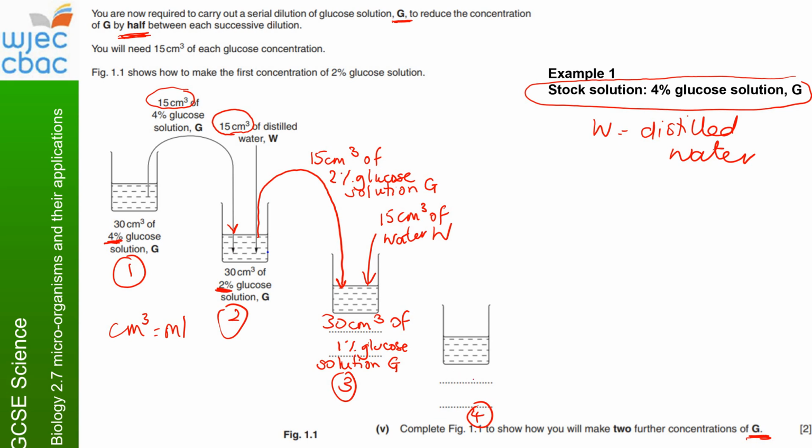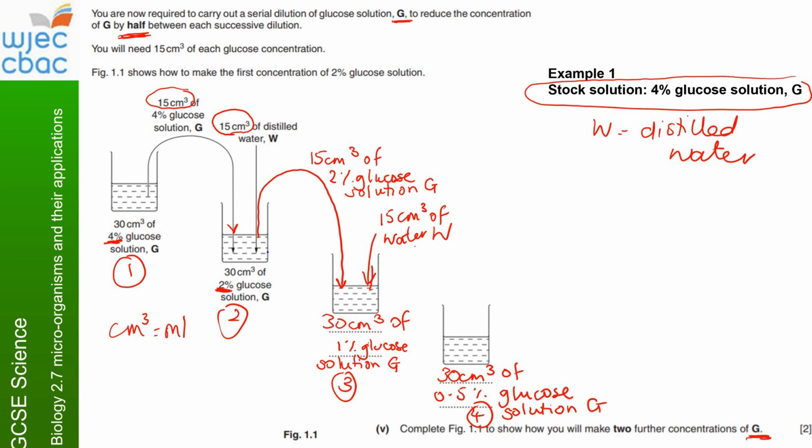If I want to halve the concentration again a further time, then instead of it being a 1%, it's going to go to 30 cubic centimetres, that's our volume, of what's half of 1, a 0.5% glucose solution. So we want a very weak glucose solution in this beaker 4. Again, pause the video. See if you can write those on yourself, and then I will go over the answers.